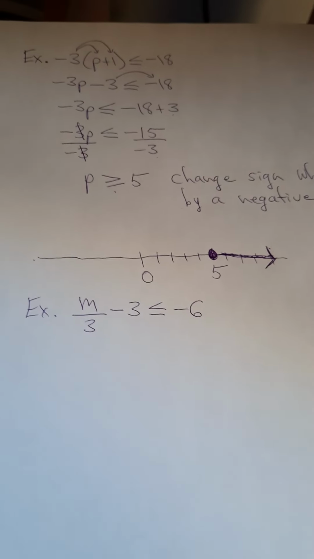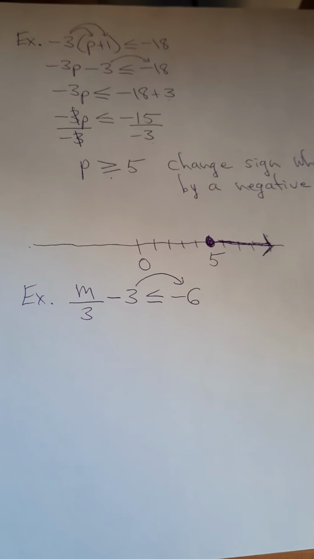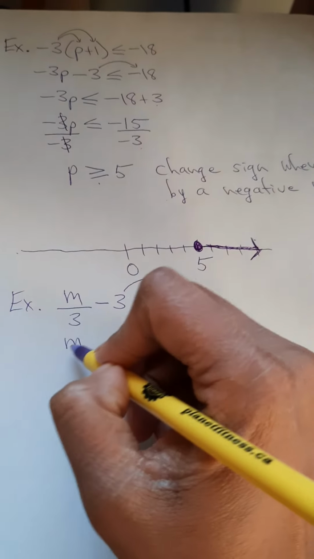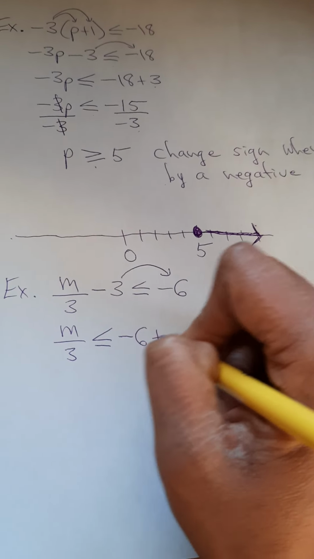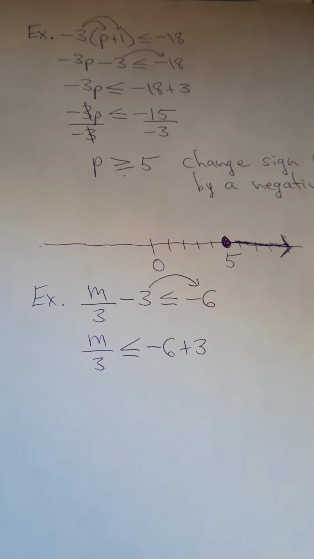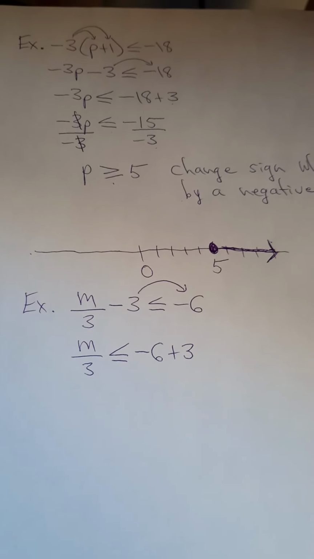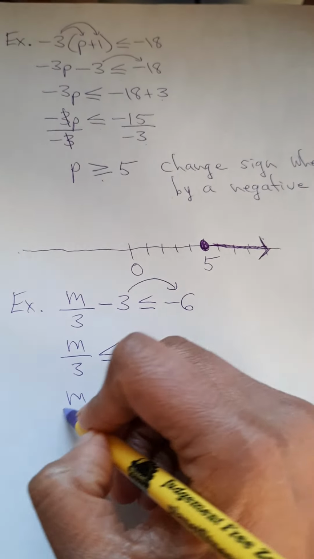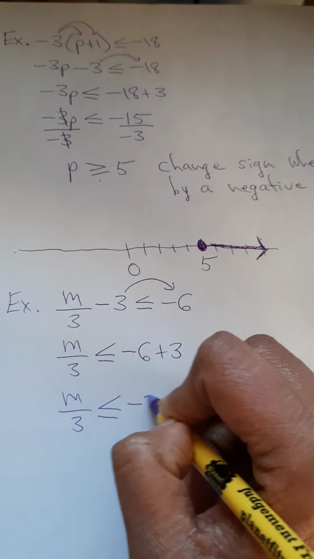So again, what I'm doing here is I'm going to take the negative 3 to the other side. We're going to change the sign. So it's m over 3 is less than or equal to negative 6 plus 3. Does everyone see that? So it's kind of just like doing an equation. So it's m over 3 is less than or equal to negative 3. Okay, so I'm doing negative 6 plus 3.